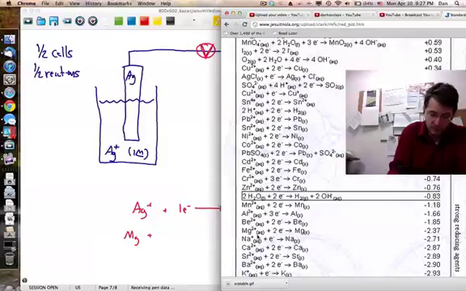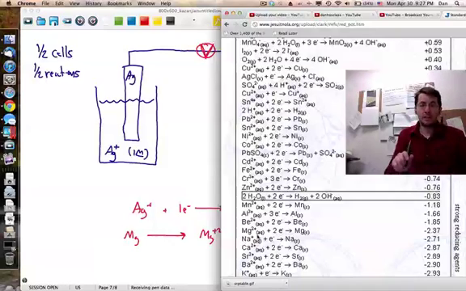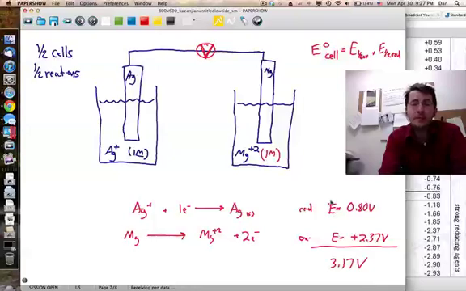Magnesium goes to magnesium ion plus 2 electrons. And this one is positive 2.37 volts. So the combined voltage of this cell is 3.17 volts. That means we should be able to go to the lab and measure this cell potential. We'll hook up a voltmeter to each of these, and you will find that it will read 0 volts, not 3.17.